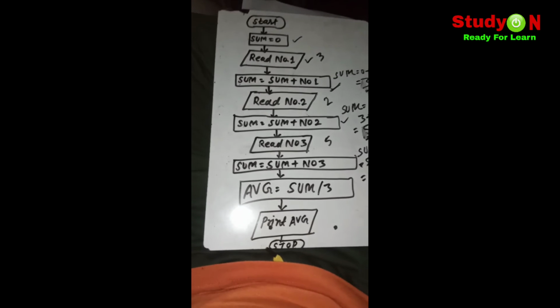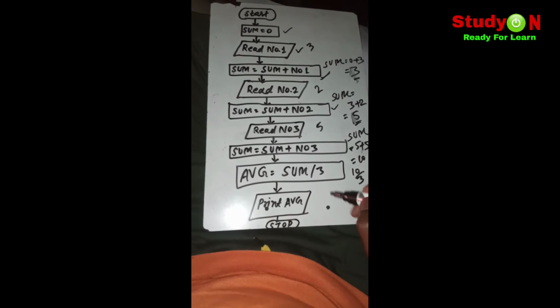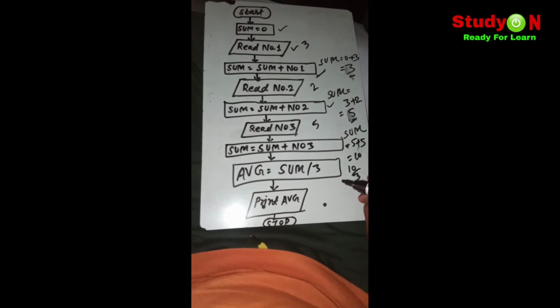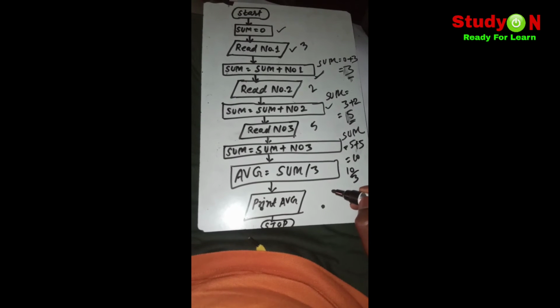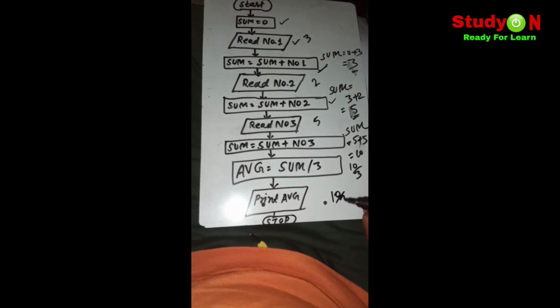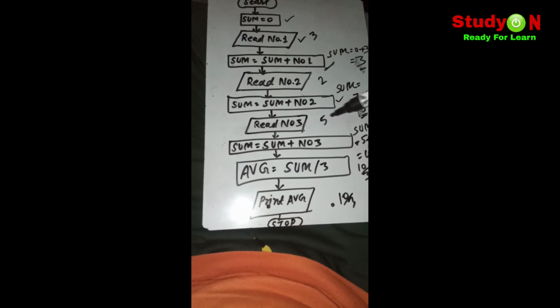And then we calculate the average. Average equal to sum divided by 3, that is 10 divided by 3. Then print average. So our average is 10 by 3. Then we stop. 3 plus 2 is 5, 5 plus 5 is 10.